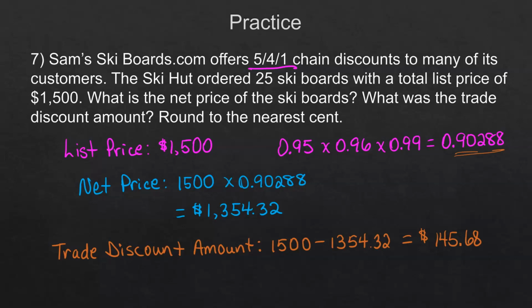Okay. Now you could have taken the complement of this and multiplied it, right? You could have used the single equivalent discount rate. It's not necessary. It's okay this way. Okay.